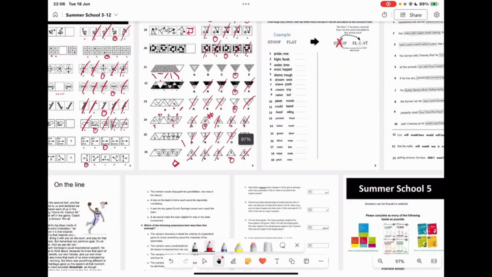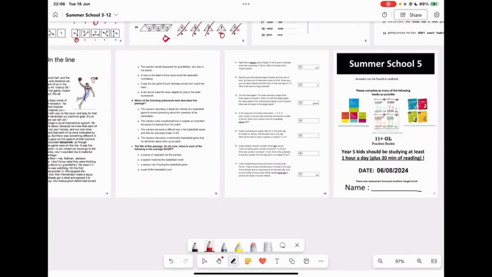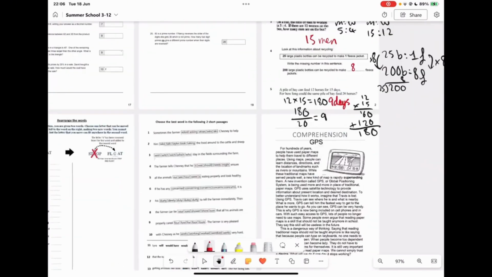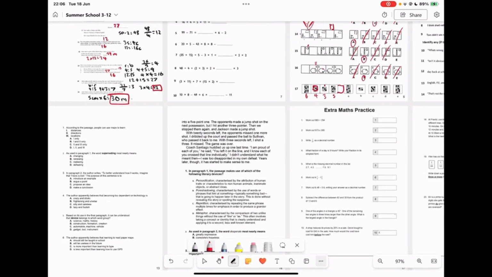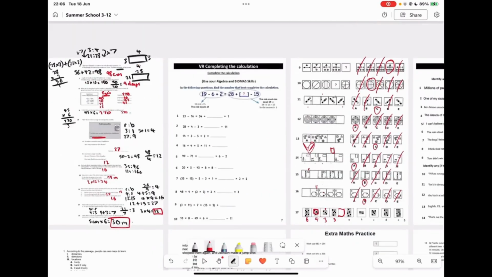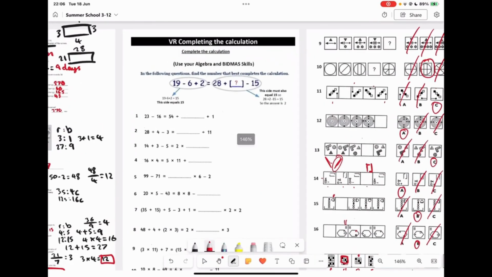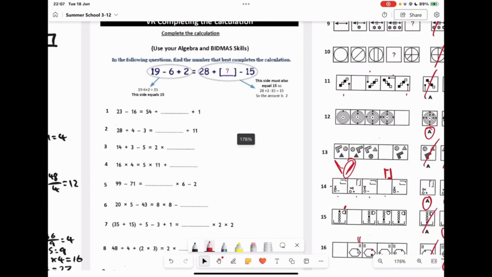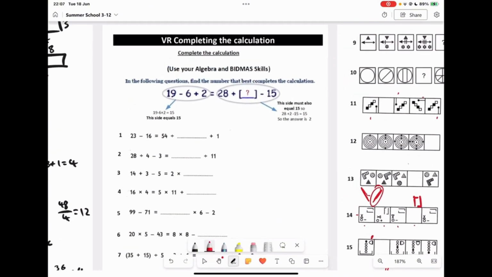So let's move to page 7. Page 7 will be up here. Okay, we're doing VR, completing the calculation. So the key to this is to find the value on one side and then just follow the same rule on the other. So remember your BIDMAS. So 23 minus 16.